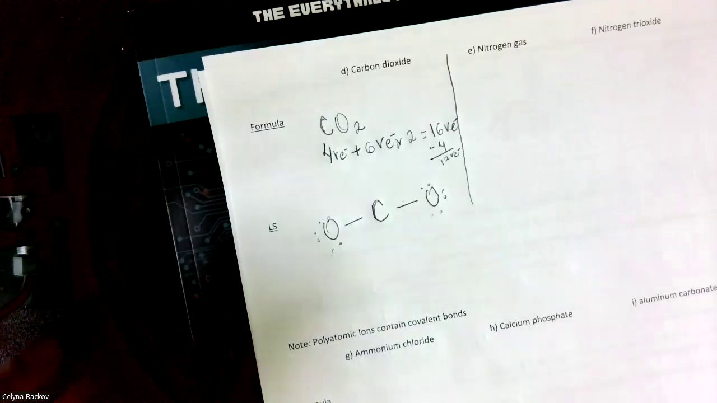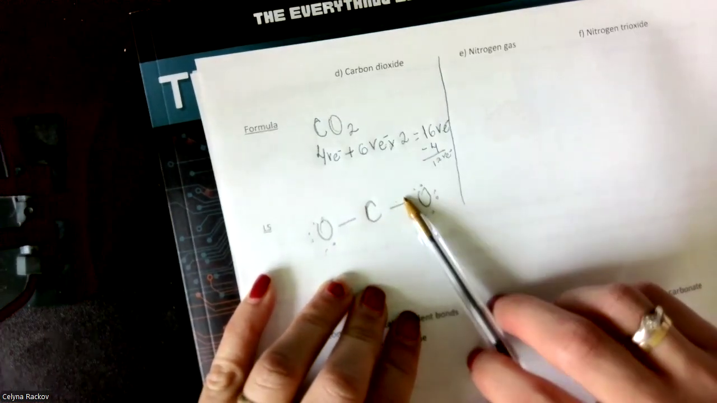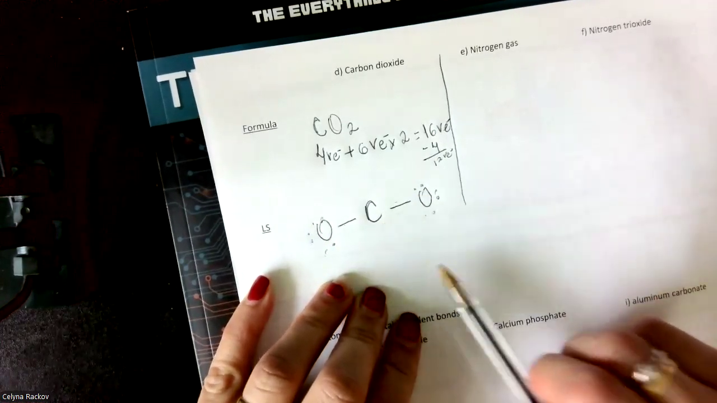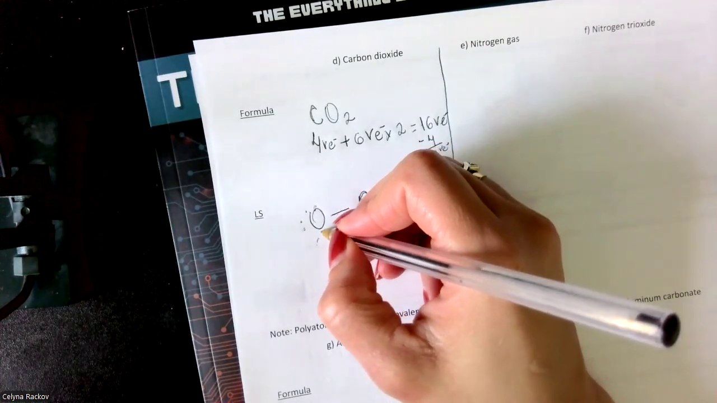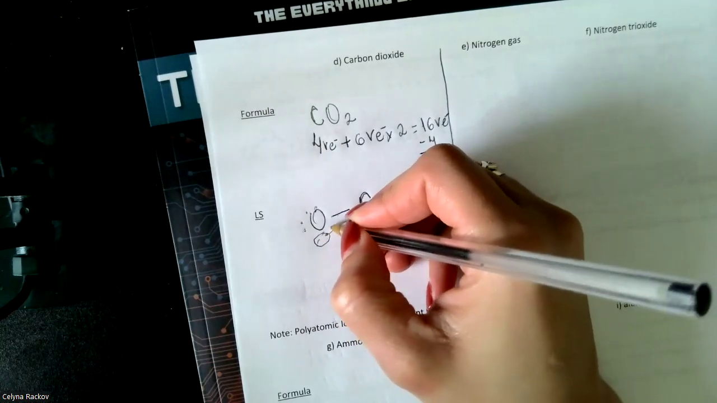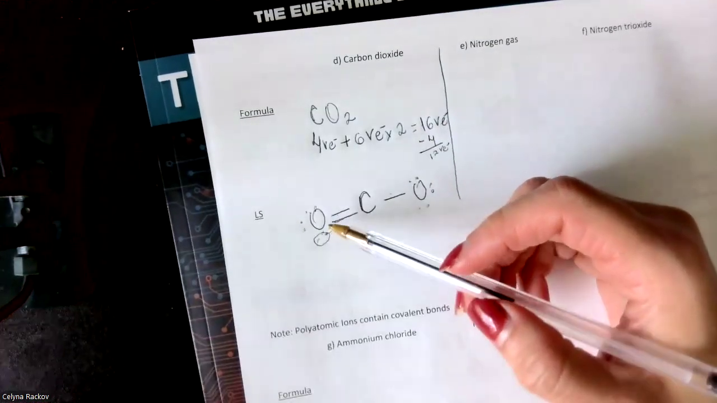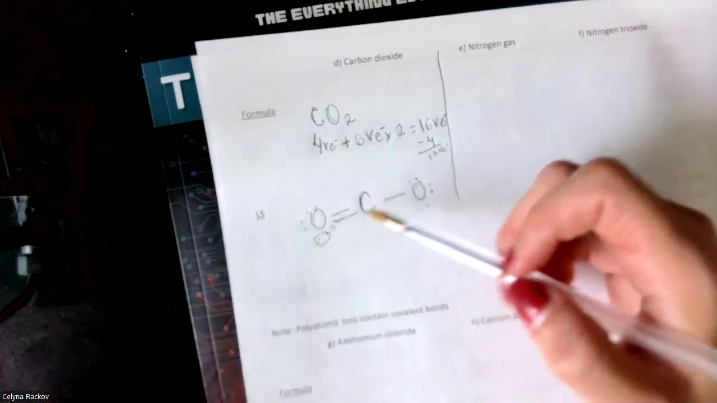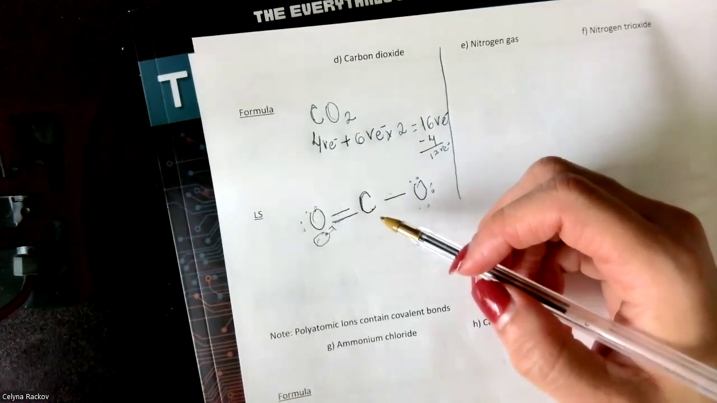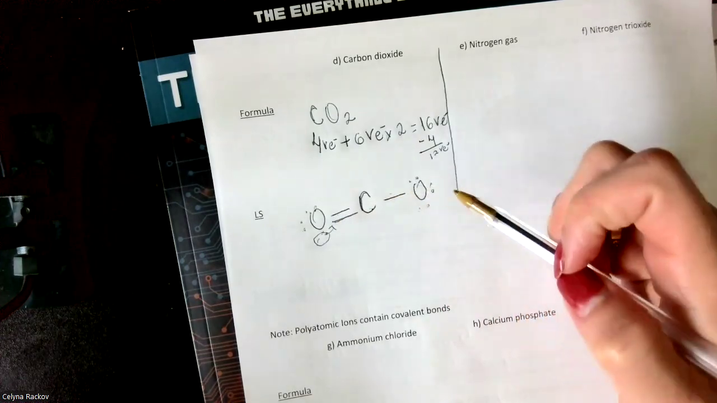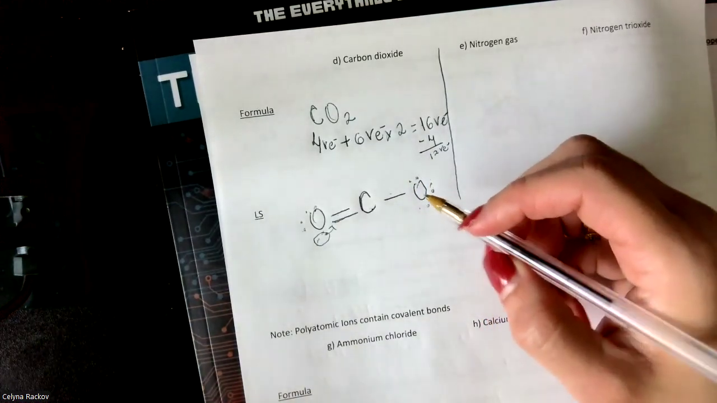When you have already used all the valence electrons but one of the atoms does not have 8 valence electrons, you make a double or triple bond as needed. So let's take these 2 electrons and convert them to shared electrons between oxygen and carbon. Oxygen still has 8 electrons. Does carbon have 8 valence electrons now? 1, 2, 3, 4, 5, 6. No. So oxygen still has 8 valence electrons, but not carbon.